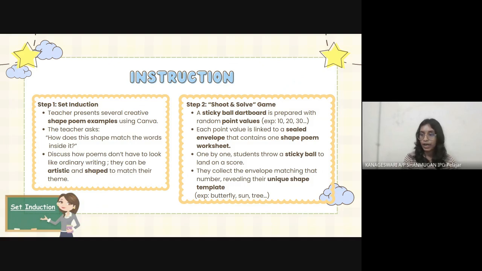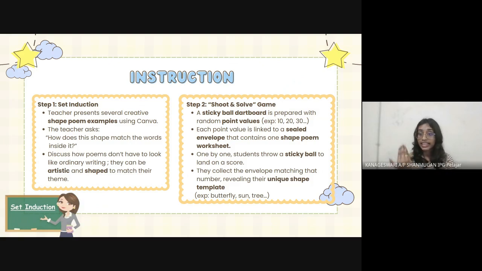The activity provides a fun, interactive way for students to choose their poem shapes through chance, making the task feel like a playful challenge. This element of surprise motivates students and encourages them to think creatively. And the game also helps students connect their shape to a particular emotion or theme, which is essential for writing their shape poem.